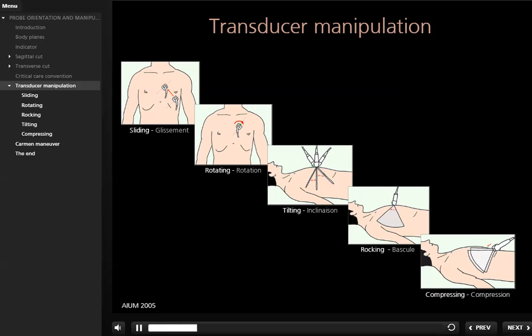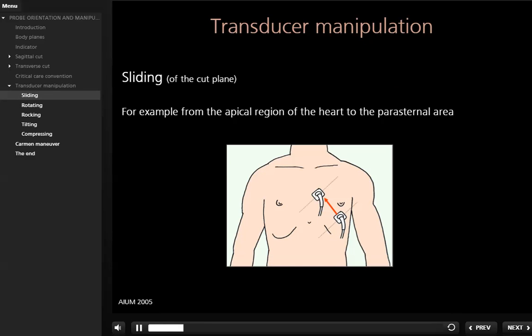Transducer manipulation can be broken into 5 basic movements: sliding, rotating, tilting, rocking, and compressing. Sliding the transducer on the body allows you to find the best window or to move to a different area. This image illustrates the movement of sliding from the location of heart apical window to parasternal window.